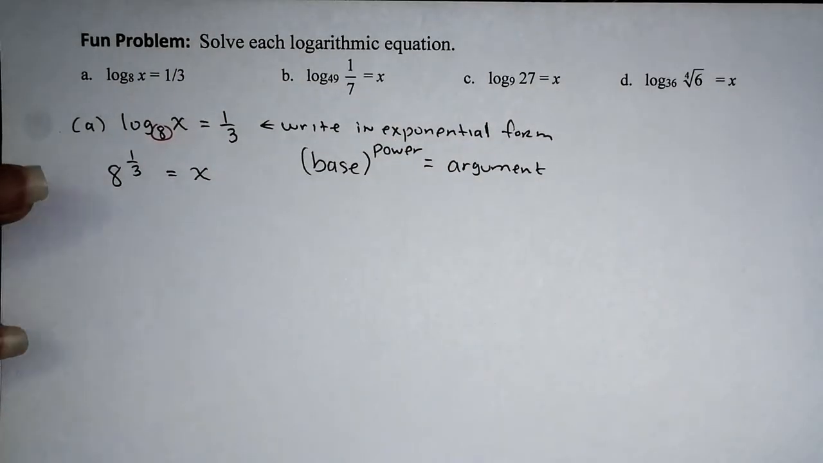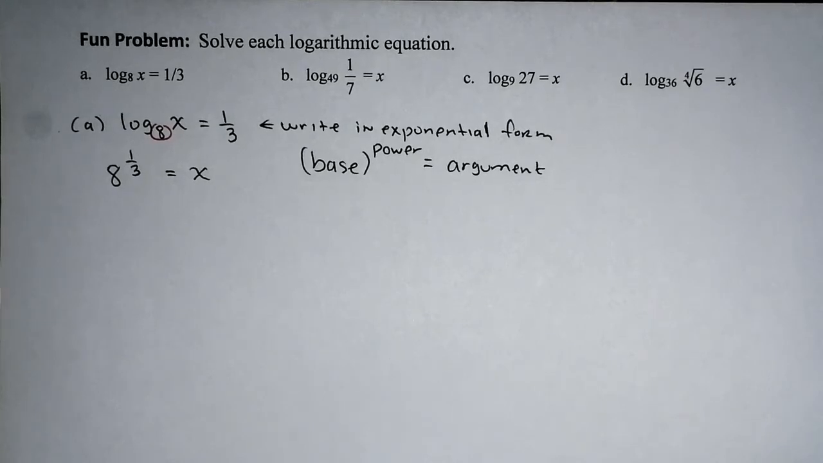And that's pretty much our answer. But the question is, is it simplified? I really don't know, so I'm going to assume that it's not until I realize that it is. So 8 to the 1/3, that's out of my comfort zone. So let's go ahead and write this in radical form.